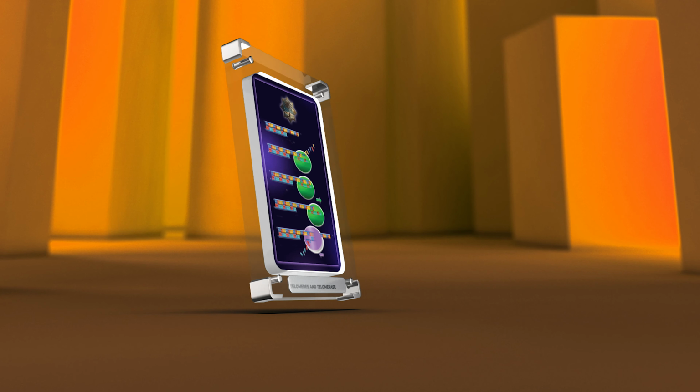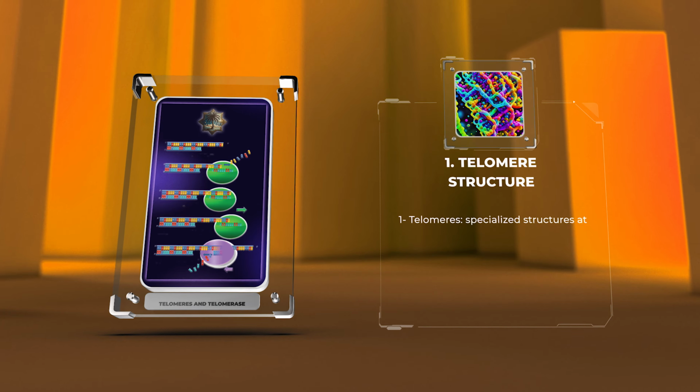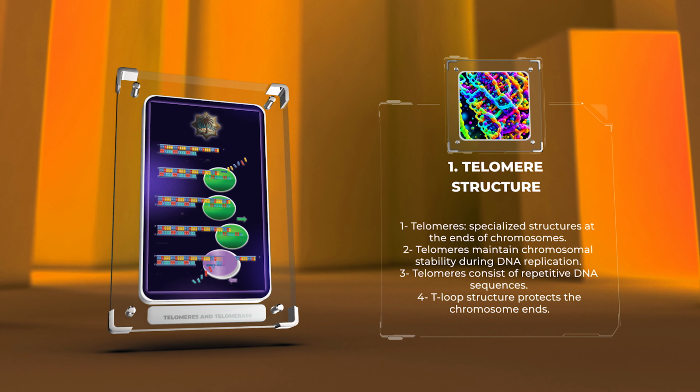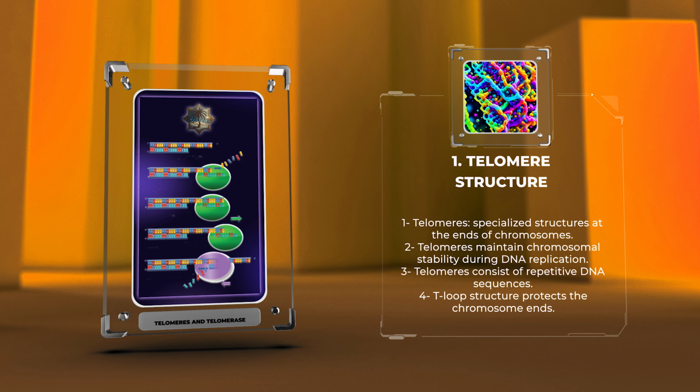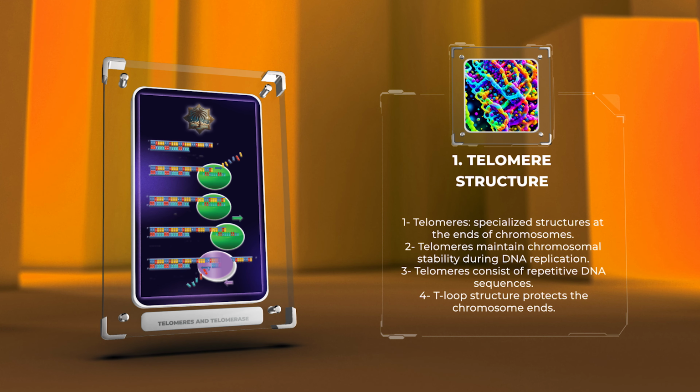Telomeres are specialized structures at the ends of chromosomes that maintain chromosomal stability during DNA replication. They consist of repetitive DNA sequences, with TTAGGG being common in humans. The unique T-loop structure protects the chromosome ends. Telomeres have several fundamental functions in the cell.